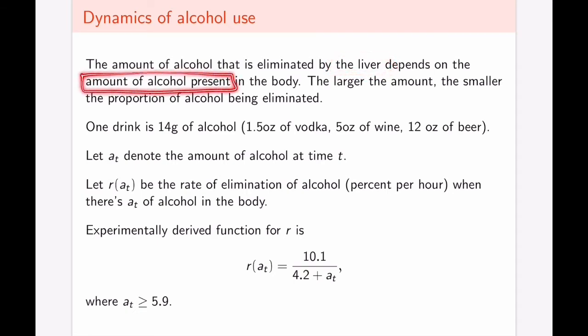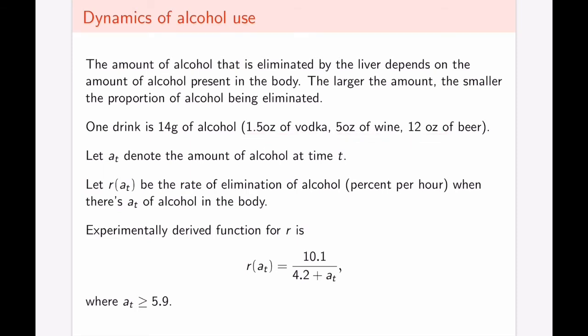So this is a much more complicated process. The larger the amount of alcohol in your bloodstream, the smaller the proportion of it being eliminated. We're going to make some assumptions on what we mean by a drink. One drink will be 14% of alcohol, and that is equivalent to 1.5 ounces of vodka or 5 ounces of wine or 12 ounces of beer.